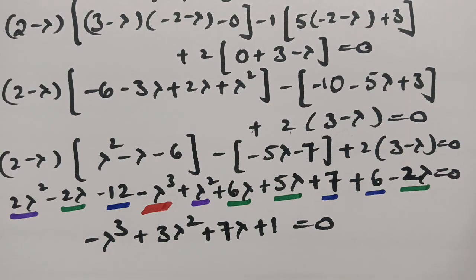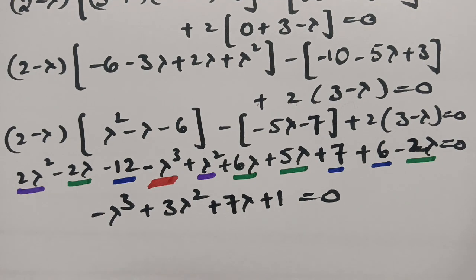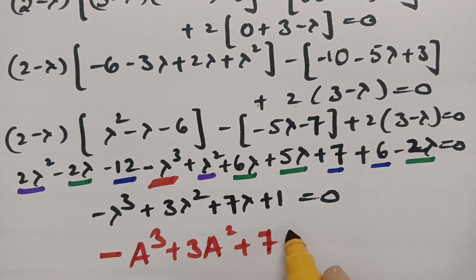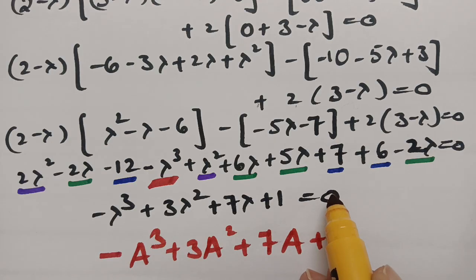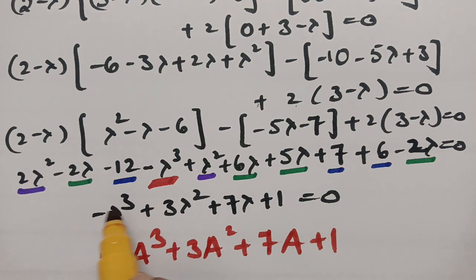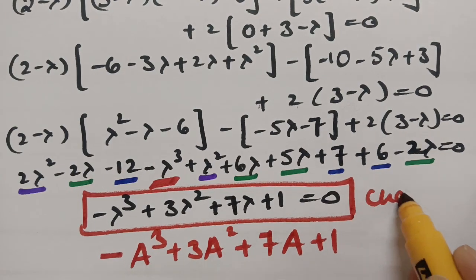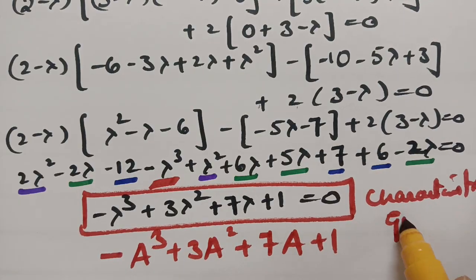So here this will be the characteristic equation. So we have to check whether our square matrix, our question, satisfies the characteristic equation or not. So we have to replace lambda with the square matrix A in the characteristic equation as minus A cube plus 3A square plus 7A plus 1. If this is going to become 0, then we say that every square matrix satisfies the characteristic equation. So this is our characteristic equation.